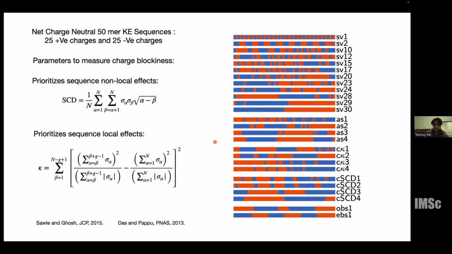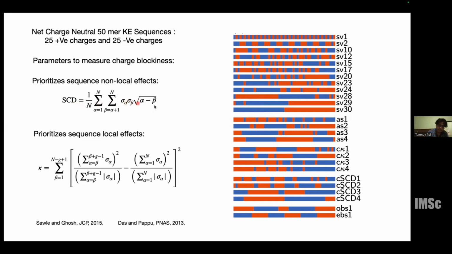Inspired by that, people have constructed synthetic sequences. These are all 50-mers, which have 25 positive charges and 25 negative charges. All are charge neutral, but their block sequence charge patterns are different, and block sizes are different. There are two proposed measures to compute the block sizes. One of them is called the sequence charge decoration parameter, SCD.